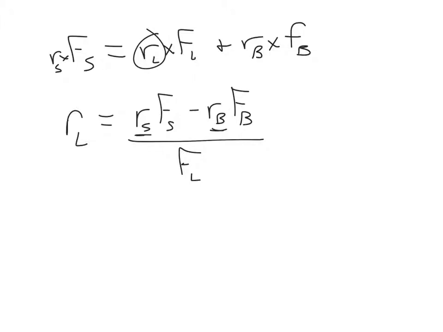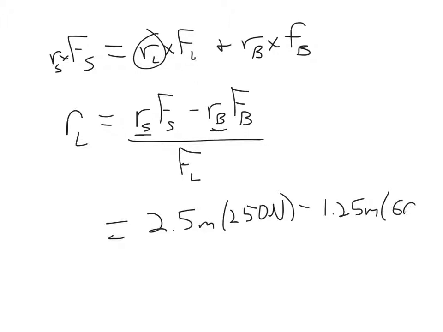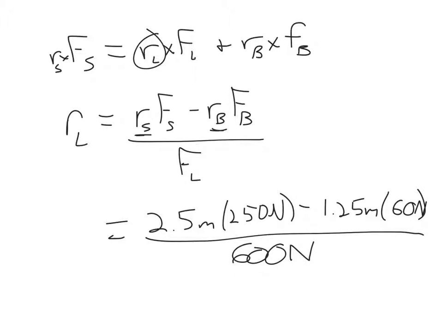So let's plug some things in. The spring was located 2.5 meters away from the pivot point, and the force applied at that distance was 250 newtons, minus the radius of the board. The force of the board acted half of that, so 1.25 meters, and the weight of the board was 60 newtons, divided by the lady's force, which was 600. She has a weight of 600 newtons. And if we divide all that, we should get where her center of gravity is.